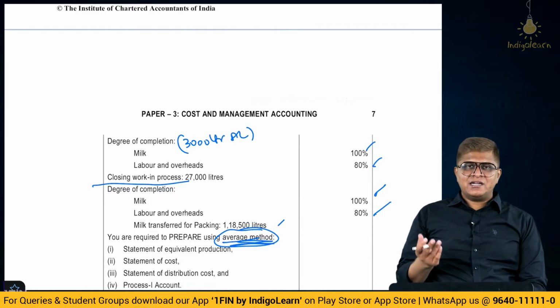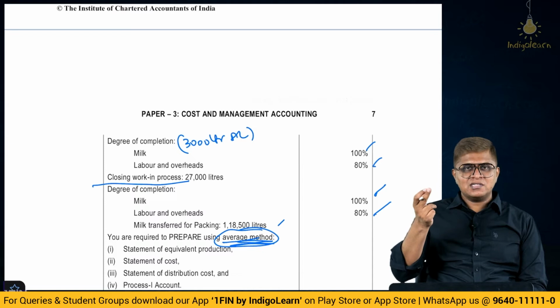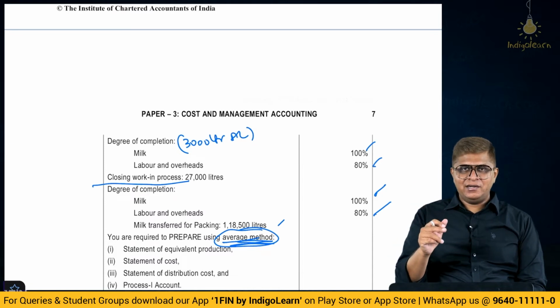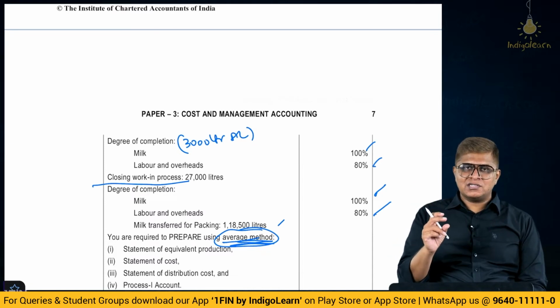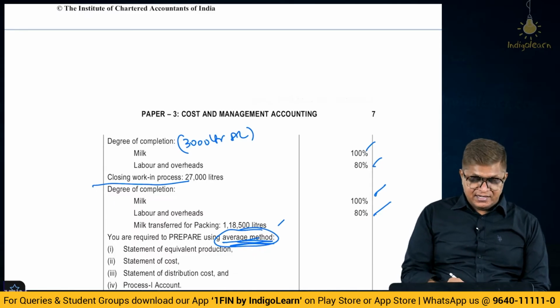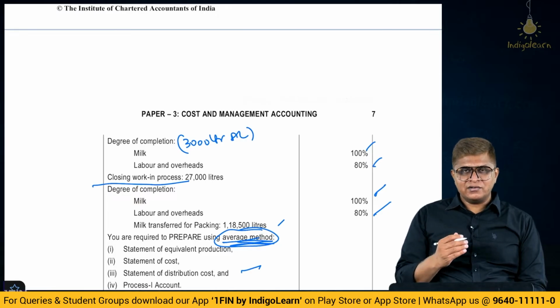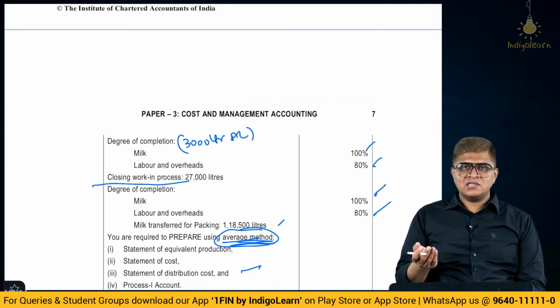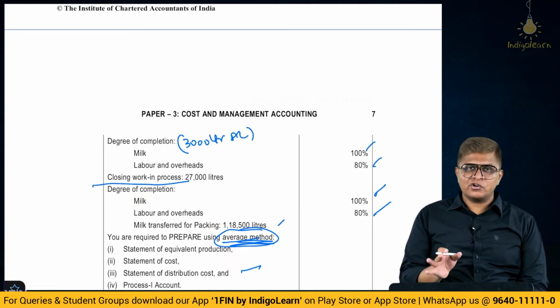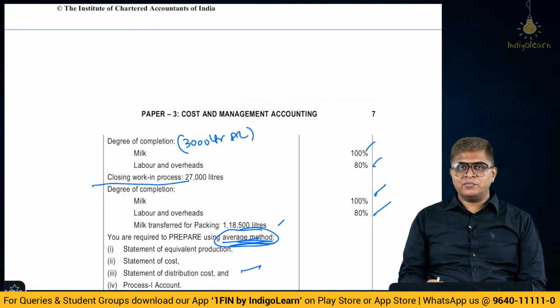Arrive at the total, calculate the equivalent units. Then we will prepare a statement of cost. When we are doing the statement of cost, we will take the opening cost, add the cost incurred during the period, arrive at the total cost divided by the equivalent number of units, that is the average method. Then statement of distribution of cost, how much is going to go towards the units transferred to the next process, how much is going to go towards the abnormal loss, and how much is going to go towards the closing stock. So that distribution we need to prepare, and ultimately we also need to prepare the process 1 account.